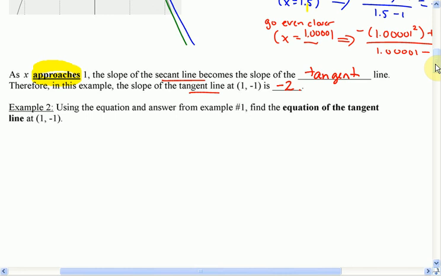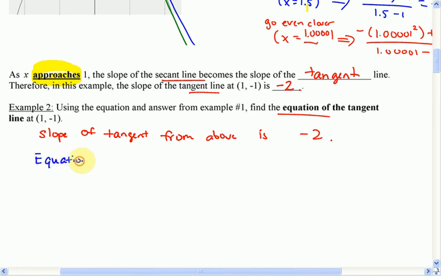Right here. Okay? Now, what I'd like us to do next is example number 2. Let's see if you can now extend this and find the equation of the tangent line at 1, -1. Okay? So we found the slope. Okay, so the slope of the tangent from above is -2. And you also know that the equation of a line from way, way above is what form?